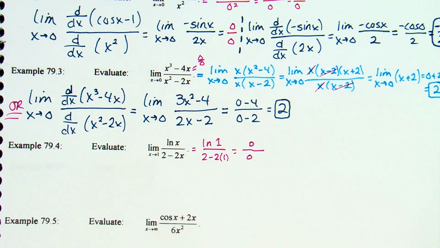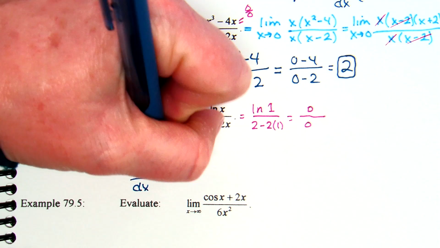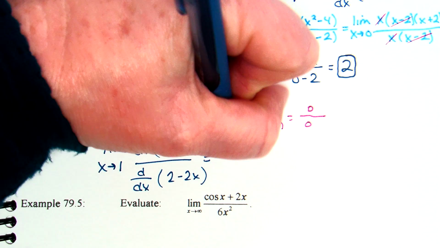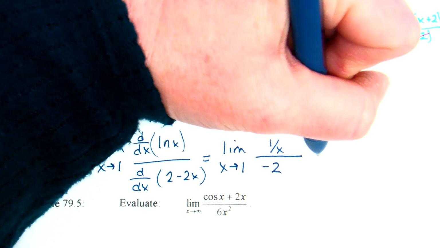The limit as x approaches 1. And we're going to do the derivative of natural log of x over the derivative of 2 minus 2x. Okay, still the limit as x approaches 1. What's the derivative of natural log of x? 1 over x. What's the derivative of 2 minus 2x? Negative 2.